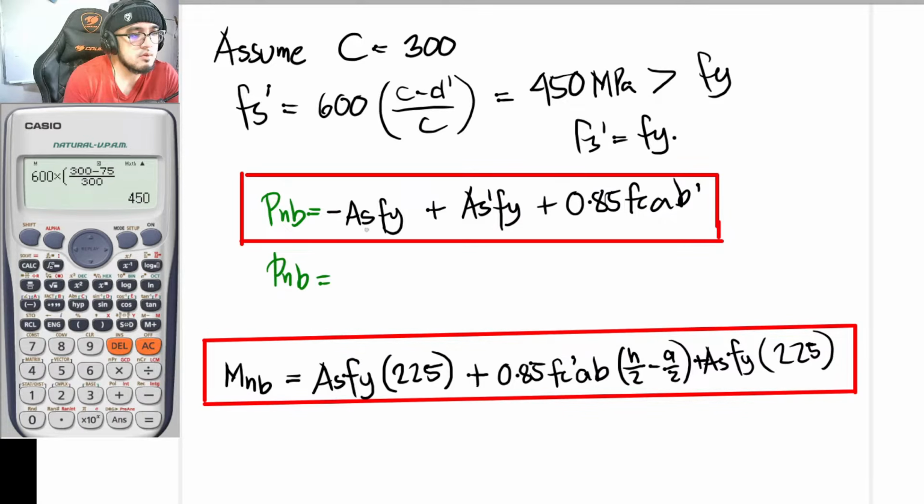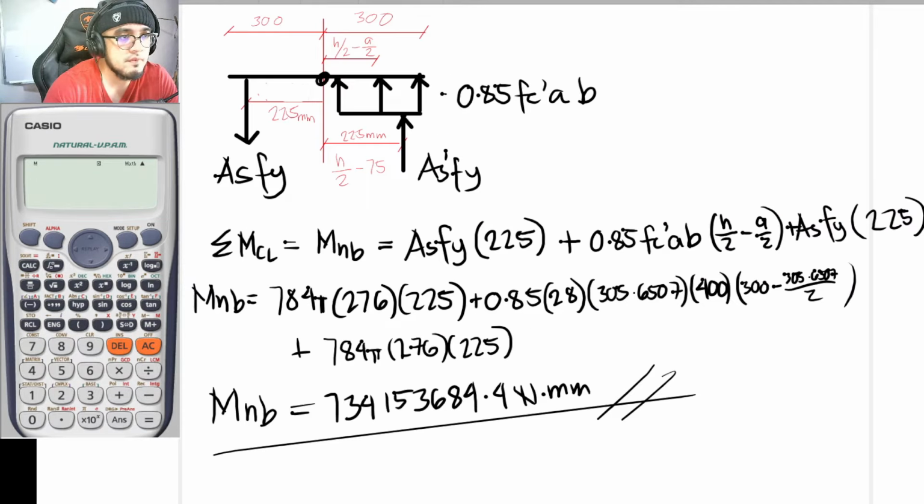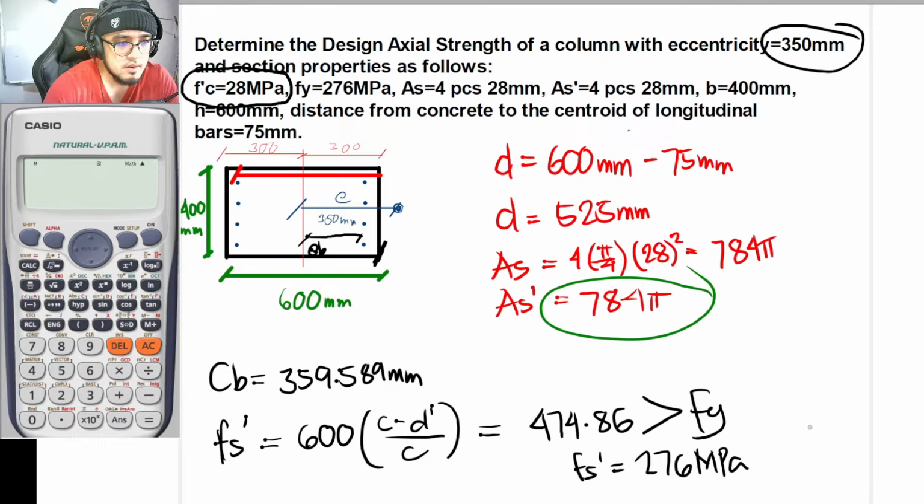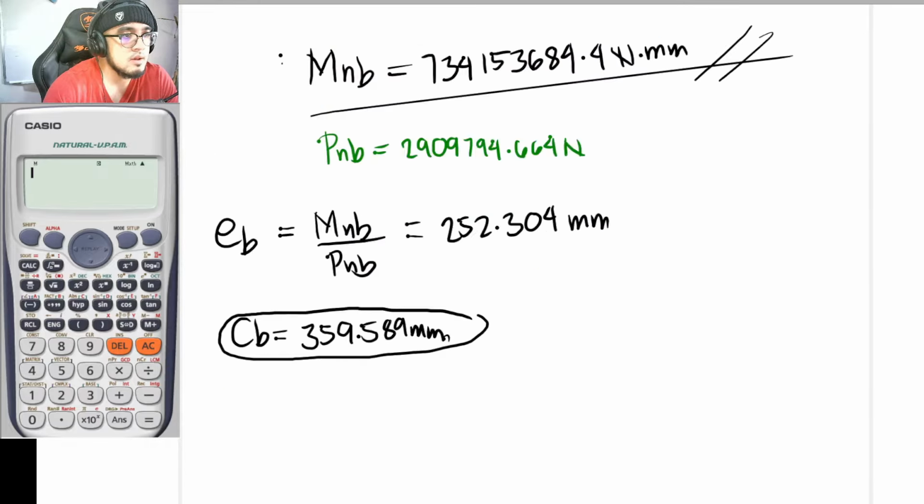this is now equal to, so for our AS, I think it is better if I would just be storing it since I keep forgetting what our AS is. So our AS is 784 pi. So 784 times pi. And I will be storing this to A.